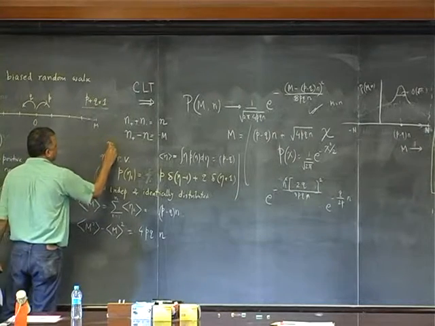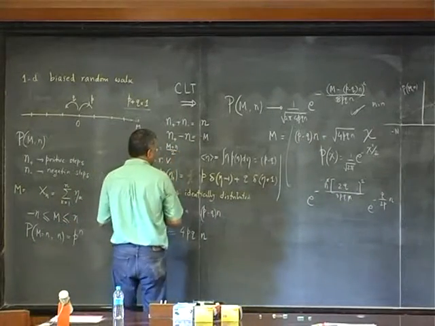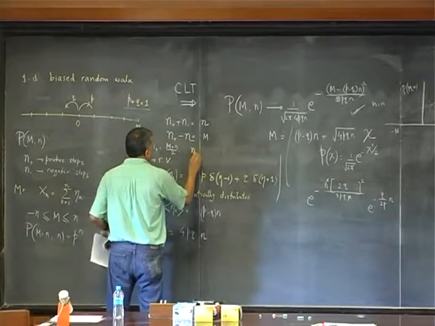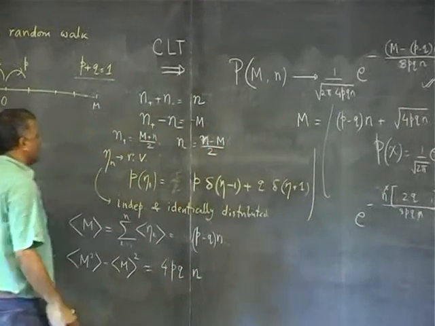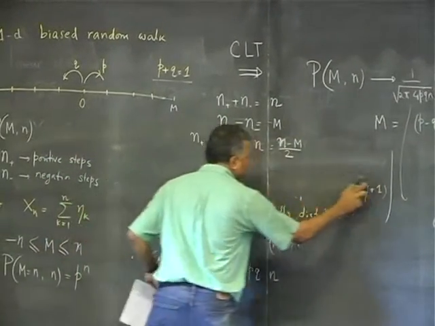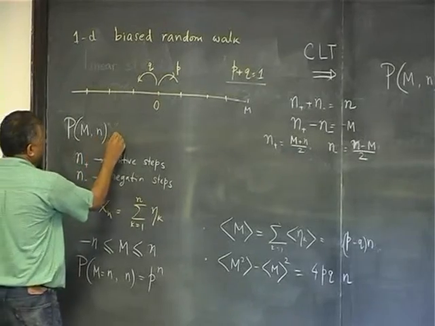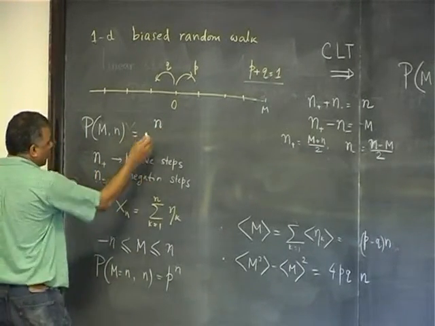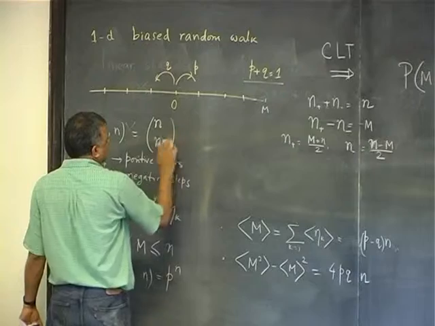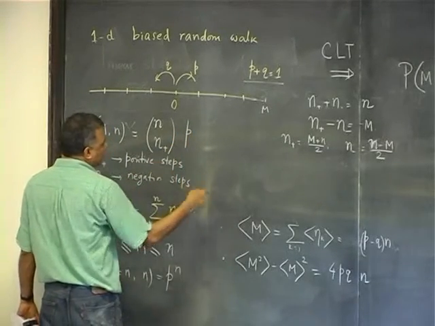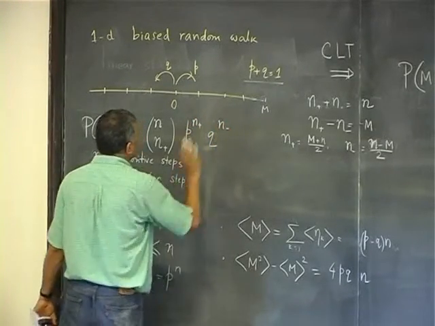So from this you can compute what is n plus. So n plus will be n plus m over 2, and n minus will be n minus m over 2. Okay? So then, what is the probability distribution of this? It's just a binomial number. So I'm choosing n plus out of n steps. How many ways can I do that? It's like tossing a coin basically. And the probability that I have n plus up steps is, because for each up step the probability for that happening is p, therefore p to the power n plus times q to the power n minus. So it's just a binomial distribution.